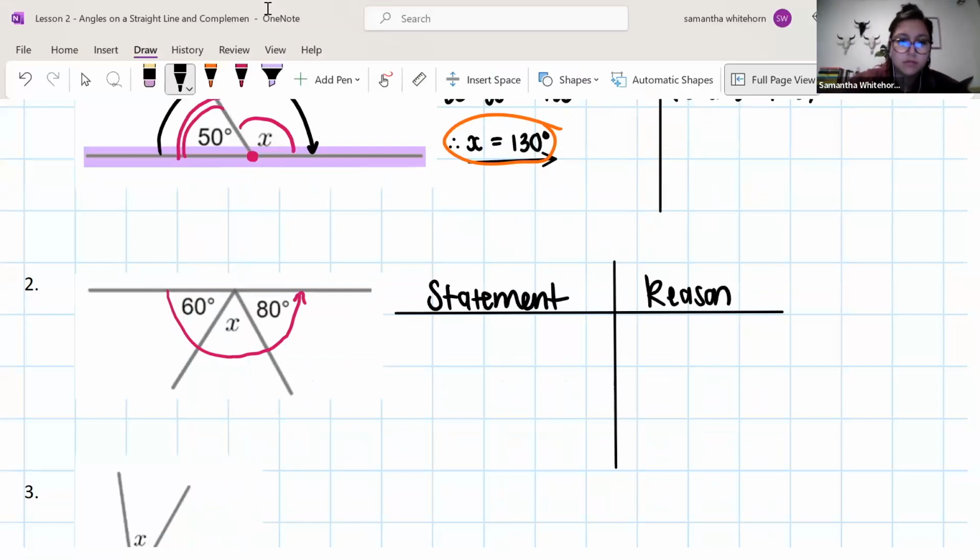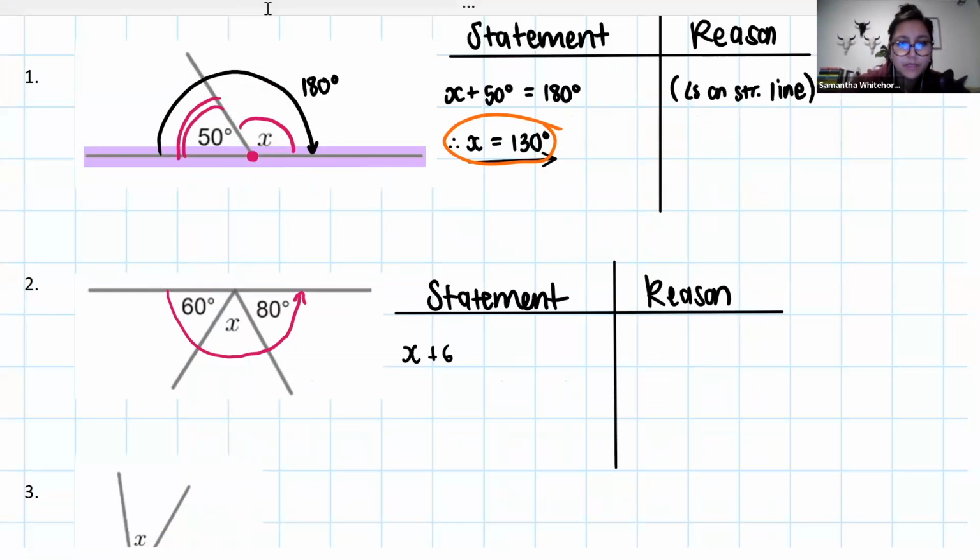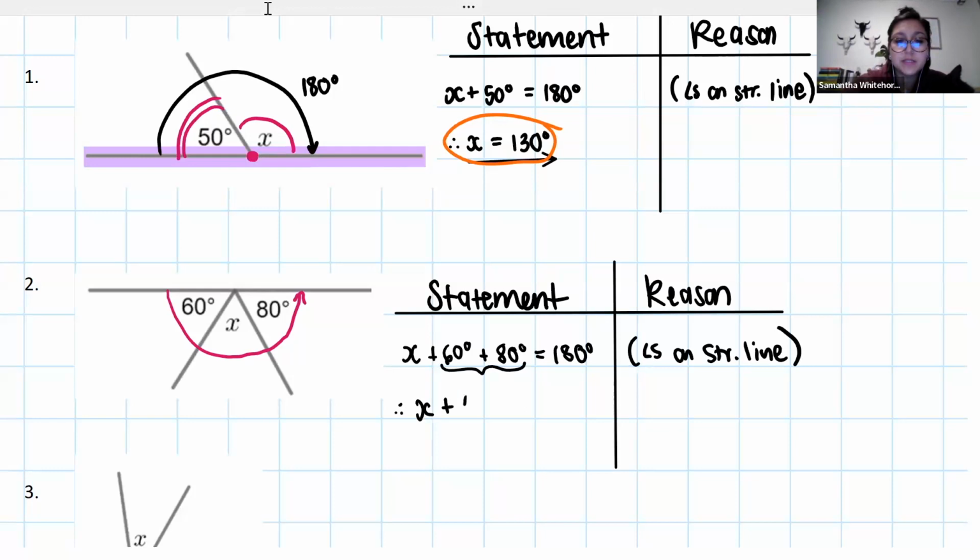X plus 60 plus 80 must give me 180 degrees. Remember your reason, angles on a straight line. So this is an equation. We're going to solve for x. Now, guys, remember 60 and 80 are like terms. So make your life easy. Just add them together to start off with and then start solving. 60 plus 80 is 140. And then that is equal to 180.